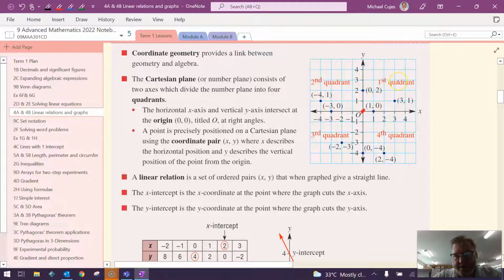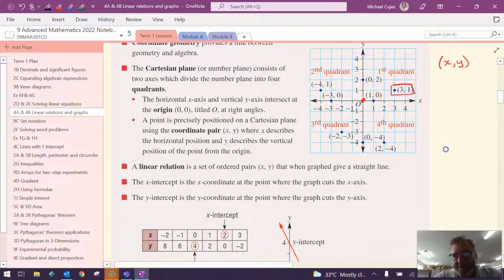Any point in that region can be described by an x and a y coordinate. For instance, this point over here, 3, 1, I've gone 3 steps to the right and then 1 up. The coordinate pairs are always expressed in terms of x and then y, because x comes before y alphabetically. I'm pretty sure that's why they were chosen.